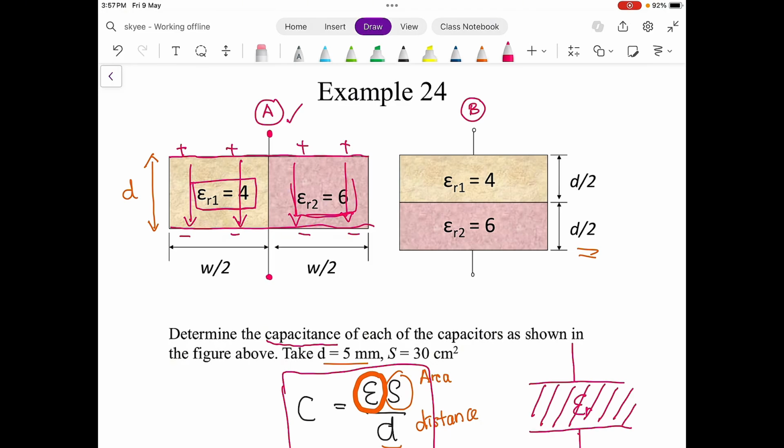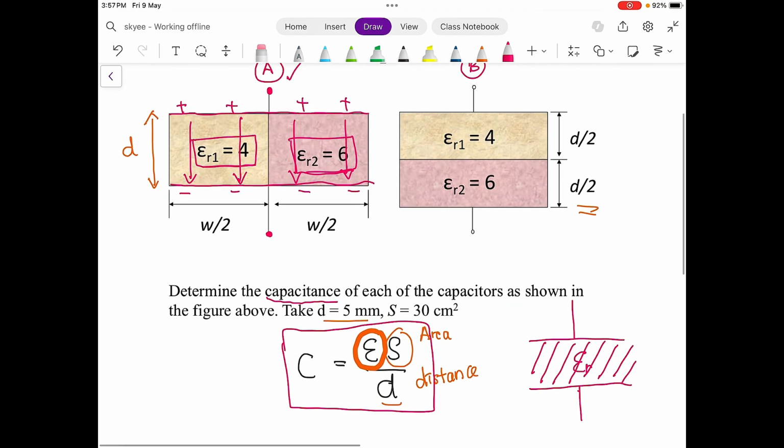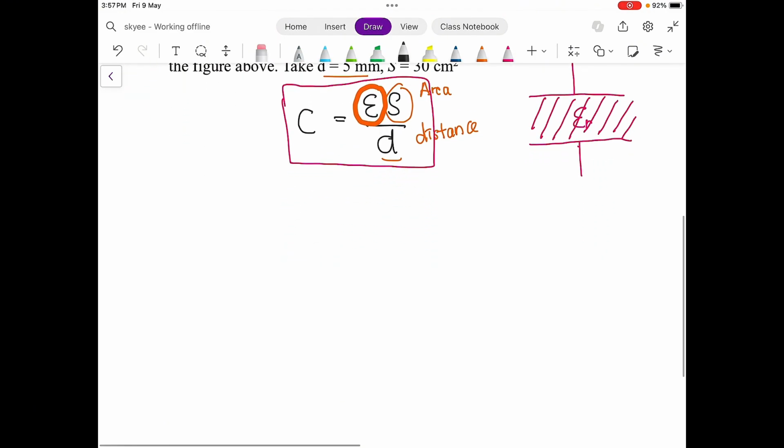Epsilon R1 and also epsilon R2, two mediums. So we could see this as two capacitors. One capacitor is over here, and the other capacitor is over here. We can say that there are two capacitors. When we have two capacitors and we want to find the total capacitance, we have to identify whether they are parallel capacitors or series capacitors.